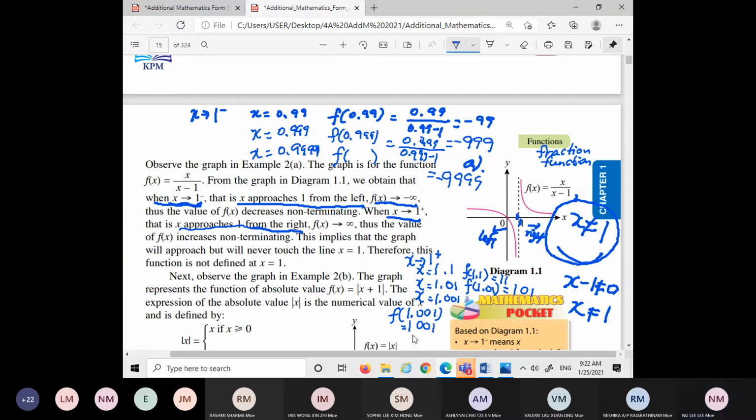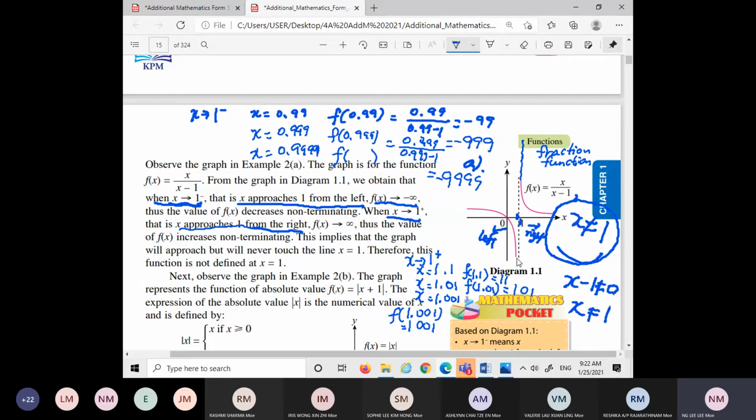1001. Okay, so if you see the patterns here, you know that if I put 1.0001, this one will be 10001. The number becomes bigger and bigger when the x is nearer to 1. Can you see the graph here? When the graph is nearer to 1 but cannot touch 1, the number becomes bigger and bigger, going up, shooting up here, bigger and bigger. Okay, don't know go until when.